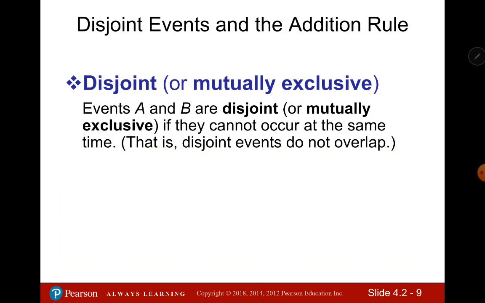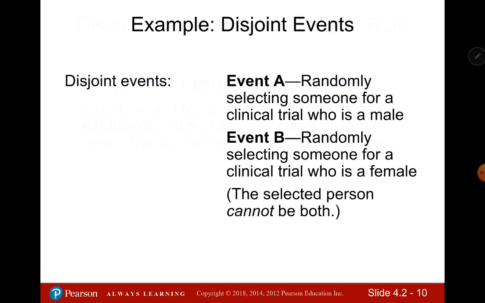Let's check the definition. Disjoint. A and B are disjoint if they cannot happen at the same time. So which means the disjoint events do not overlap. A happens, then B is impossible to happen. B happens, then A is impossible to happen. They cannot happen at the same time. Then they are disjoint. Let's see.